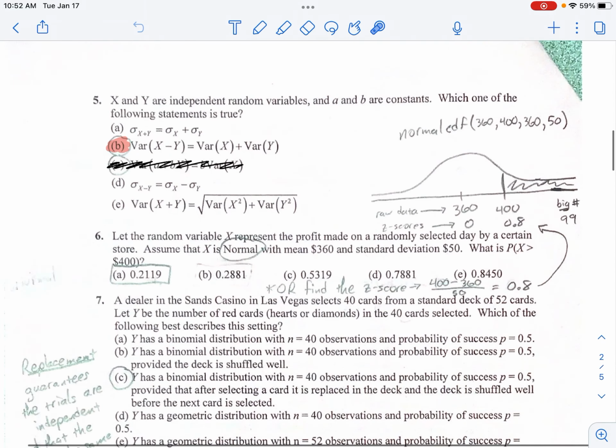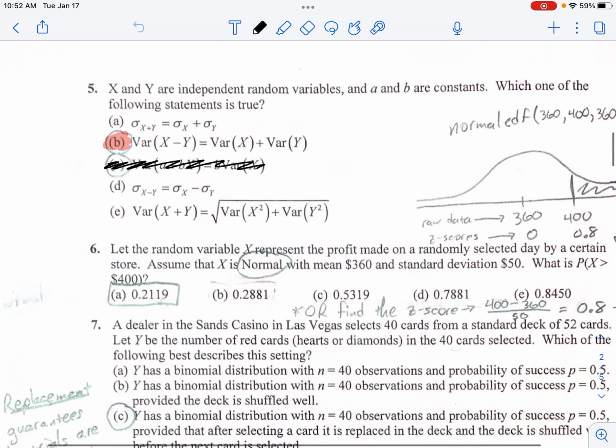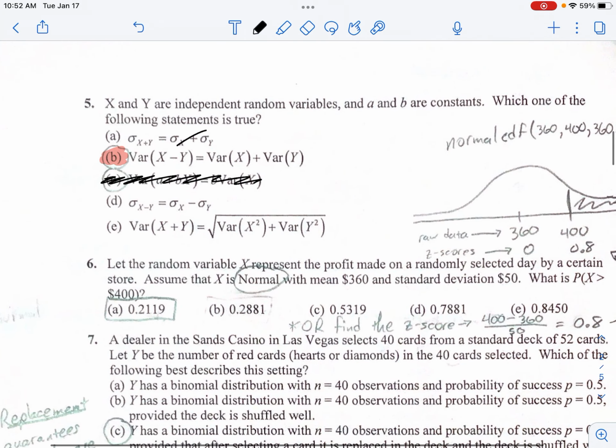All right, next page. I talked about this one in class. This is something you just kind of got to memorize. If you're combining two variables, it doesn't matter if you are adding or subtracting them, you always, always, always, always add the variances. You never just add the standard deviations or subtract them. Your path is always through the variances, okay?